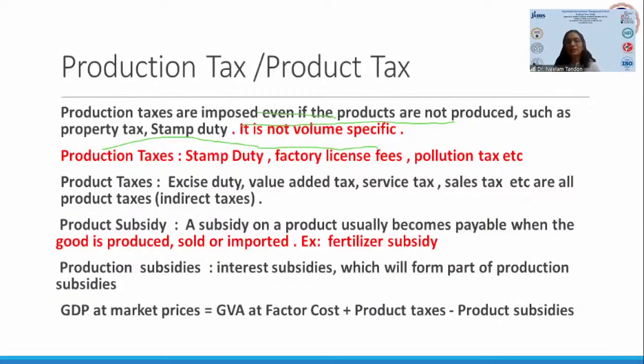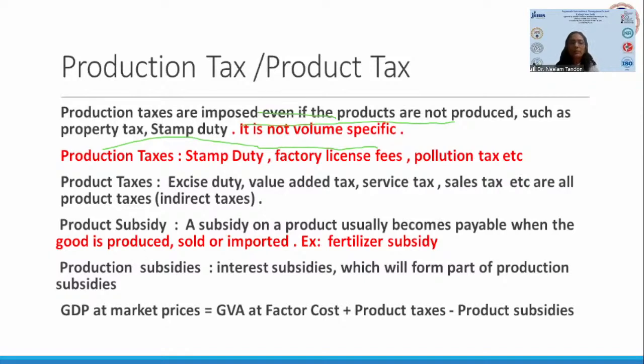Product taxes are taxes imposed on you based on how many units of goods you have produced. So sales tax, for example, service tax, for example, excise duty. These are all product taxes. And what do you do in the case of product taxes? You pass them on to your final consumer by escalating the price. Then product subsidies. What are product subsidies? Like subsidies given by government on fertilizers to farmers, specific to a product. That is product subsidies.